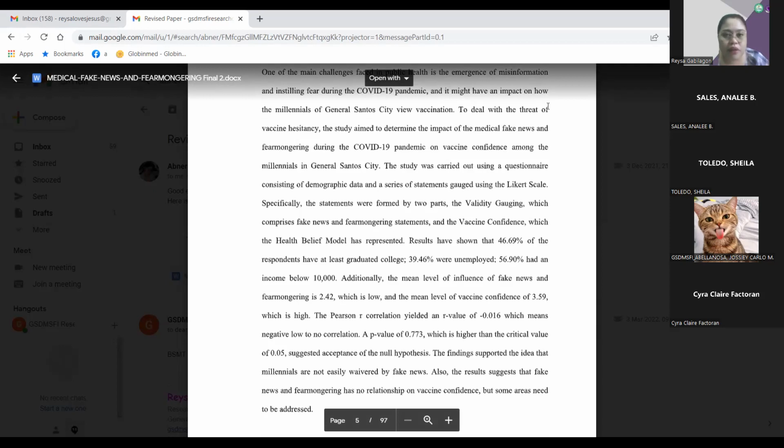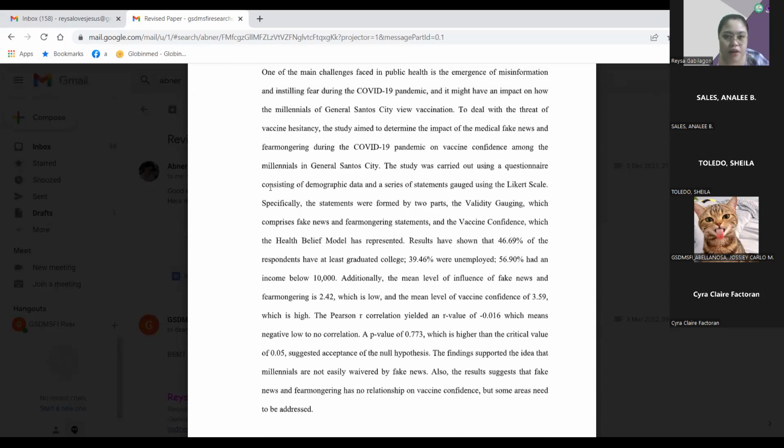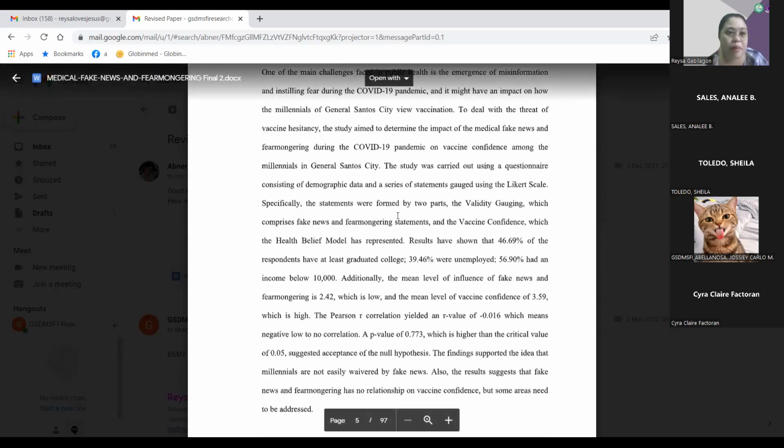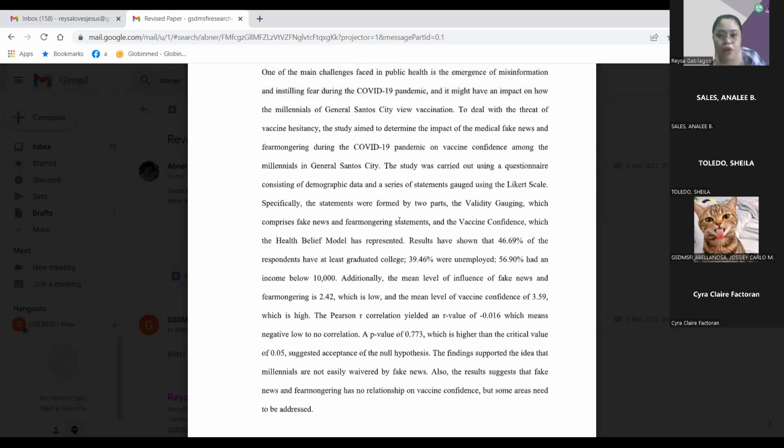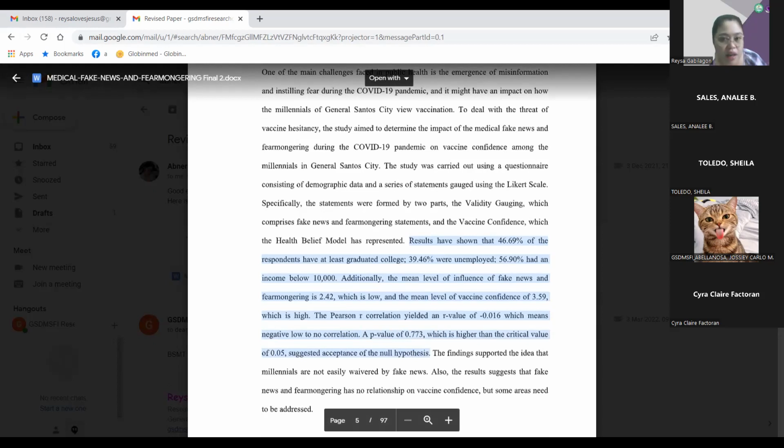Okay? And then, after the objectives will be the methodology. A summary of the methodology. So look at their third statement. The study was carried out using a questionnaire consisting of demographic data and a series of statements gauged using the Likert scale. Okay, just a summary of the methodology. After the methodology will be the results. Ay, ma-highlight ko pala siya. Bakit hindi ko siya ma-highlight kanina? Ito yung pinakamahaba na part of the abstract, class, the result. But I'm not saying that you have to include everything, just the most important ones. Okay? The most important results of your study lang yung makikita sa abstract.